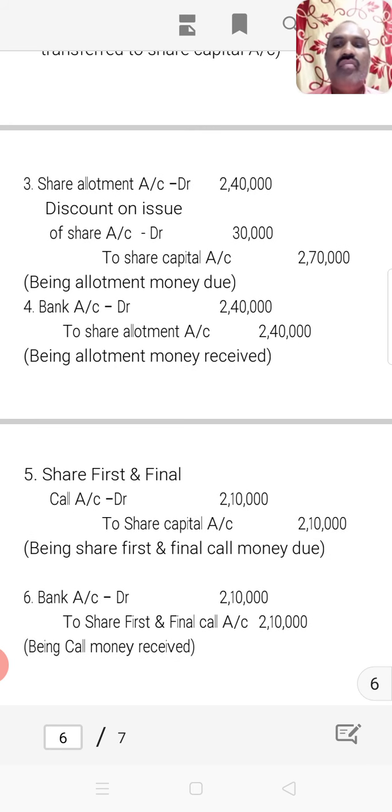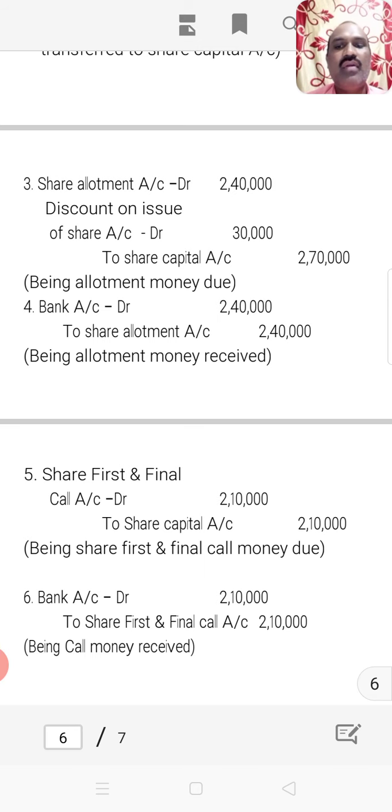Now the first and final call money is 35 rupees each. 35 rupees on 6,000 shares becomes 2,10,000. So share first and final call account is debited 2,10,000 to share capital account 2,10,000. This shows that the first and final call money is due from the shareholders to the company. And the last journal entry shows that this money is received.